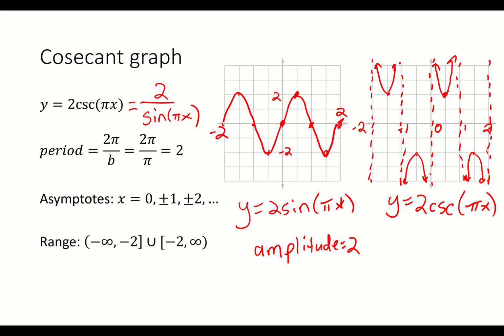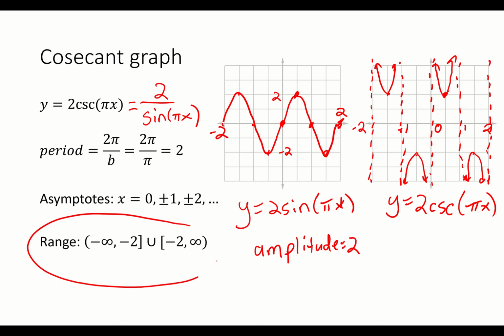Oh, sorry, it keeps kicking over to the wrong slide. So where are my asymptotes here? I've got vertical asymptotes at x equals 0, x equals plus or minus 1, plus or minus 2. Again, if you kept the graph going and graphed some more cycles, you'd get asymptotes at plus or minus 3, plus or minus 4, et cetera, et cetera.